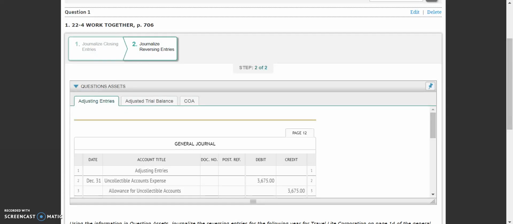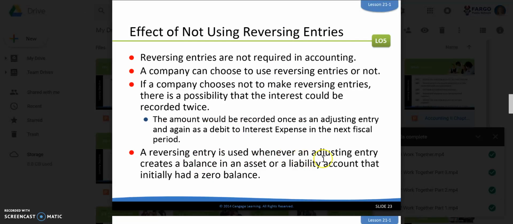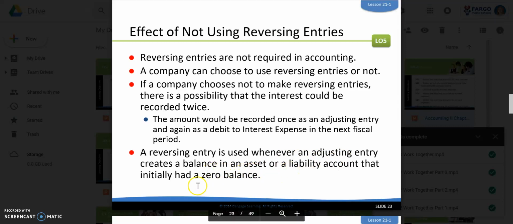Okay, welcome to 22-4 Part 2, where we're going to be doing our reversing entries for the ending of our fiscal period. So remember that when we're talking about reversing entries, I just want to pull up as a reminder when reversing entries are used. So remember that we use reversing entries anytime that an adjusting entry creates a balance in an asset or a liability account that initially had a zero balance. That's when we use a reversing entry.